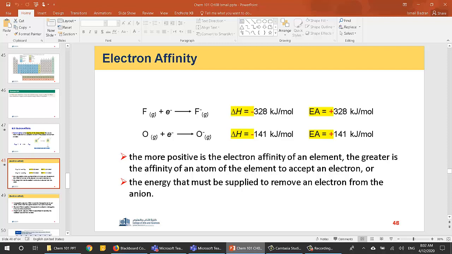Oxygen would do the same thing, but with less attitude than fluorine. Oxygen will take an electron to form O minus, and the electron affinity for that is plus 141. So the more positive the electron affinity, the higher the love for electrons for that element. Fluorine would love to have an electron more than oxygen because of its higher electron affinity. So the more positive the electron affinity of an element, the greater the affinity of an atom of the element to accept an electron, or in other words, the greater the energy that must be supplied to remove an electron from the anion.